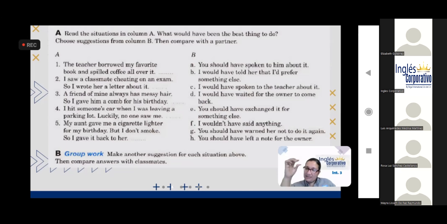Probably. And number five. Okay, number five, my aunt. Letter B. Okay, because it said, but I don't smoke, so I gave it back to her. Okay. And the other classmates, what do you think?